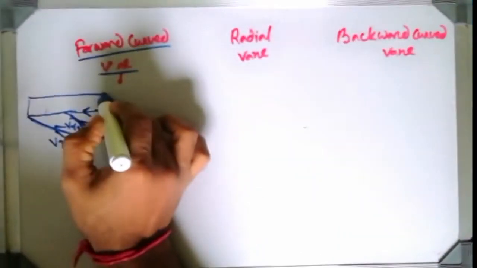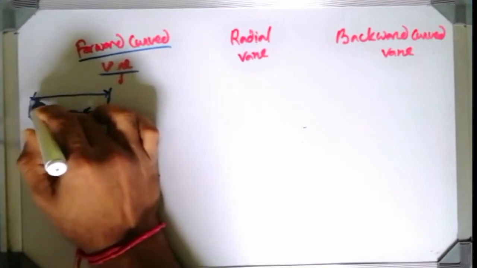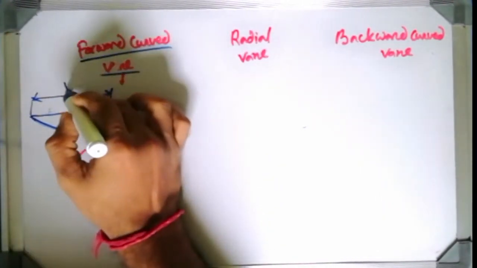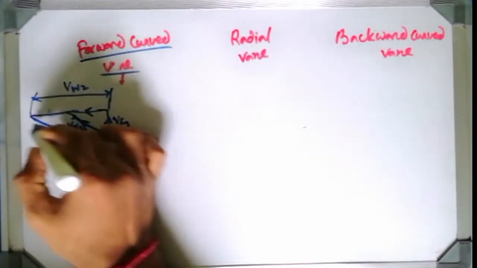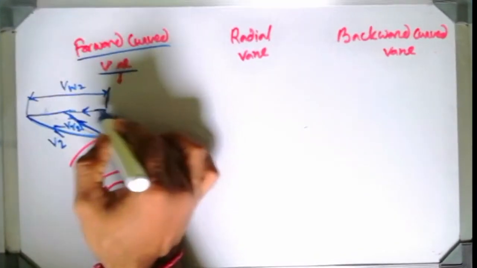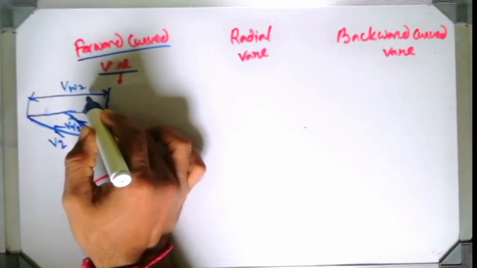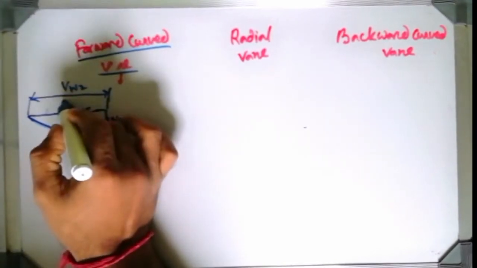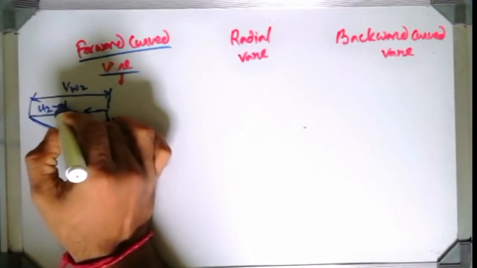Let me show all the parts. This will be the VW2, because this is V2, this one is the vertical component of V2, and this whole component will be VW2, isn't it? And this one will be U2.